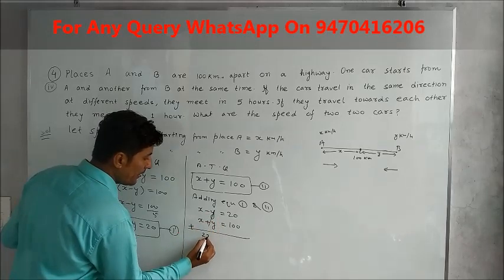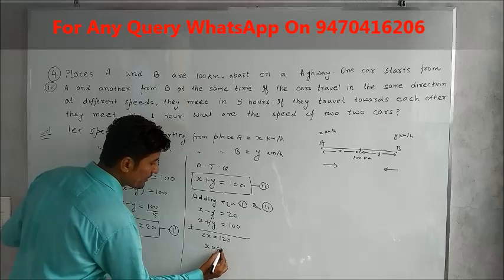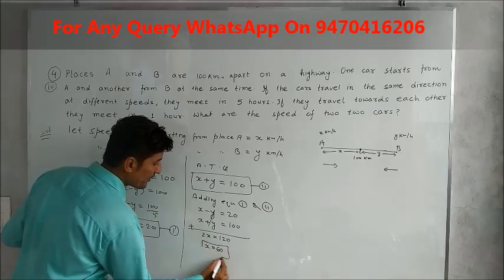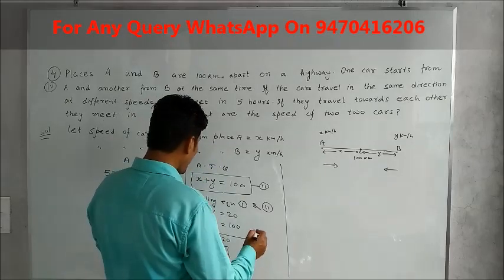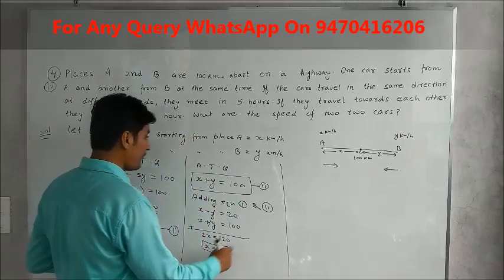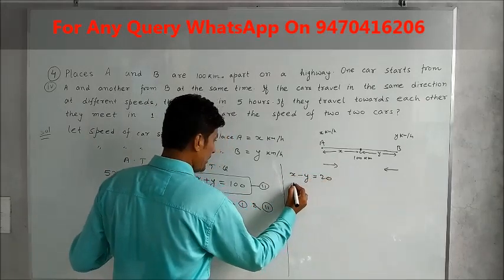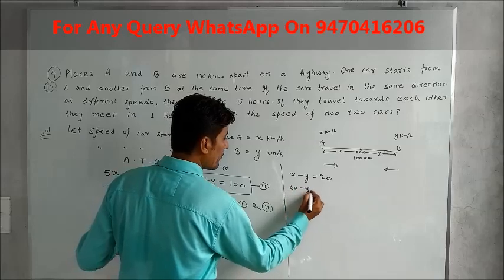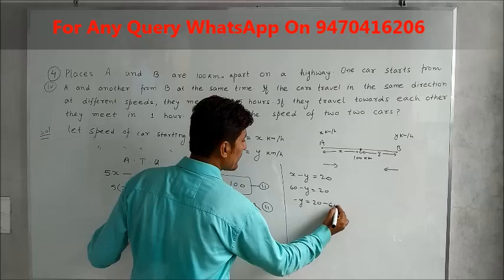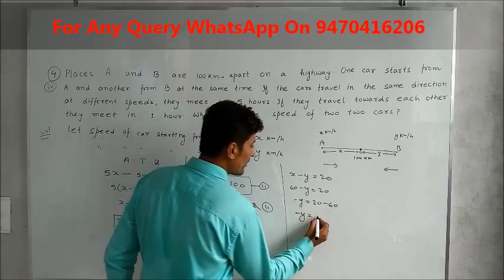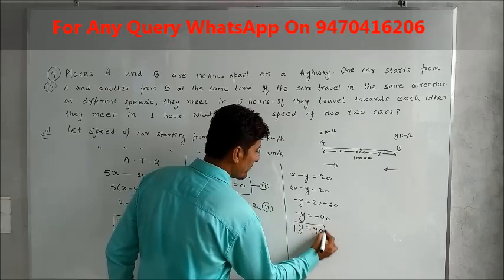Y cancels, 2x will be equal to 120. So, x will be equal to 60 kilometer per hour. Now, let us see the second equation. X equals 60, this value we are going to put in the first equation. X minus y equals 20. Value of x we have is 60, so 60 minus y equals 20, minus y equals 20 minus 60. So, minus y equals minus 40 and y equals 40 kilometer per hour.